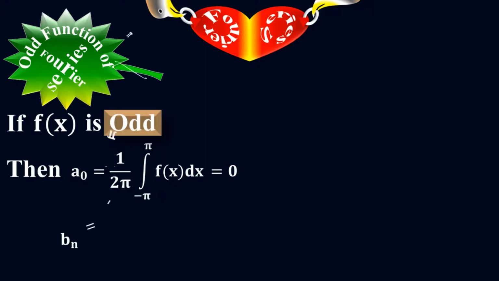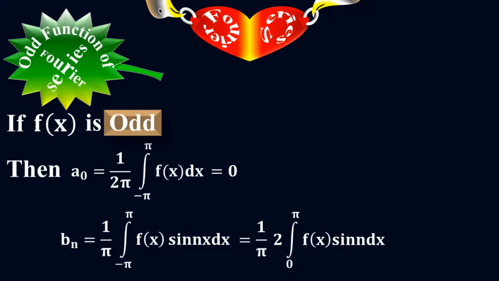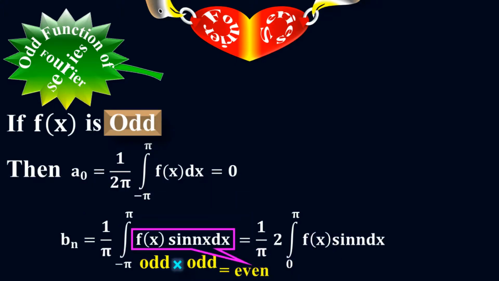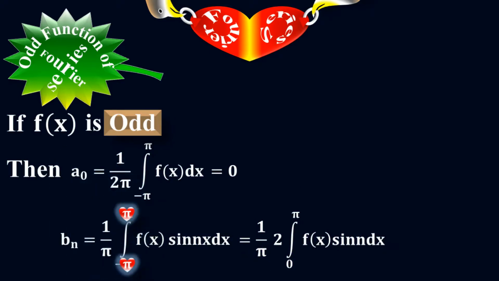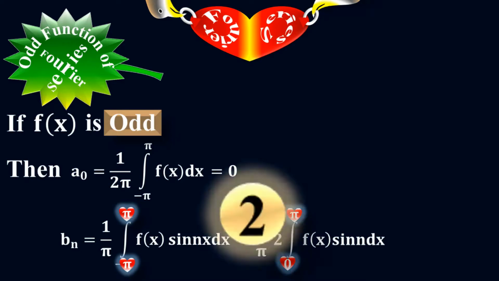But when you take b sub n, it equals 1 over pi times 2 times the integral of f of x times sine nx dx. Because the given function is an odd function and sine nx is also an odd function, odd times odd equals even, so this whole thing is even. Therefore I have the value for b sub n. I just replaced these limits by 0 and pi and multiplied it by 2.